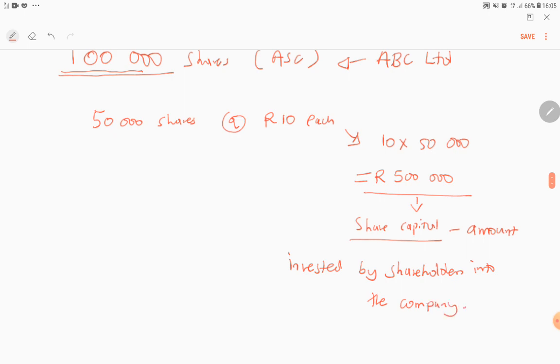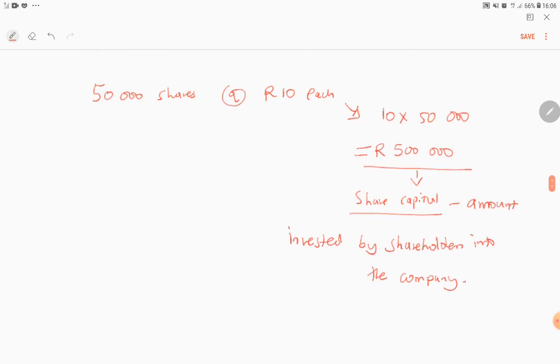So that's how shareholders gain ownership into the company. They buy shares from the company, and they buy them for a certain amount, and that amount is what is called share capital, or you can say shareholders' capital. It's still the same thing, right?